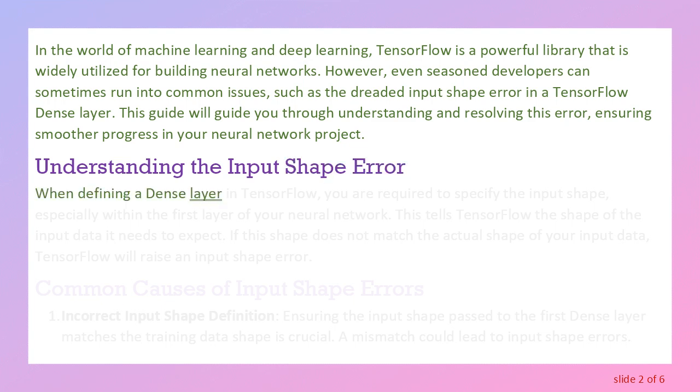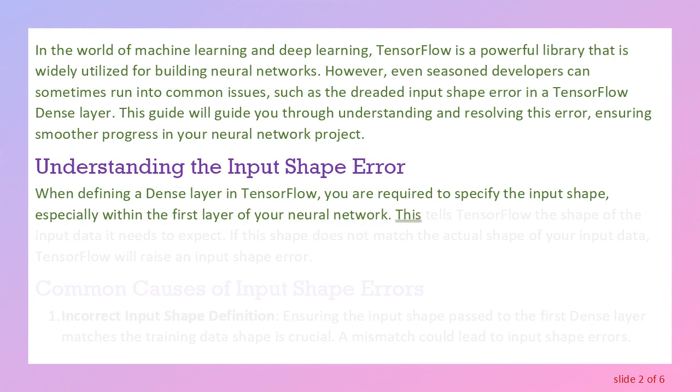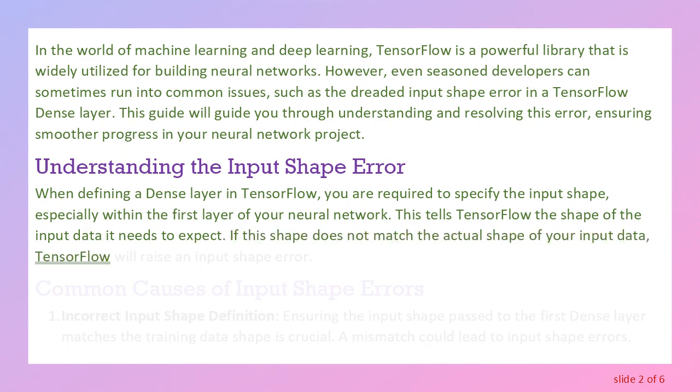Understanding the input shape error. When defining a dense layer in TensorFlow, you are required to specify the input shape, especially within the first layer of your neural network. This tells TensorFlow the shape of the input data it needs to expect. If this shape does not match the actual shape of your input data, TensorFlow will raise an input shape error.